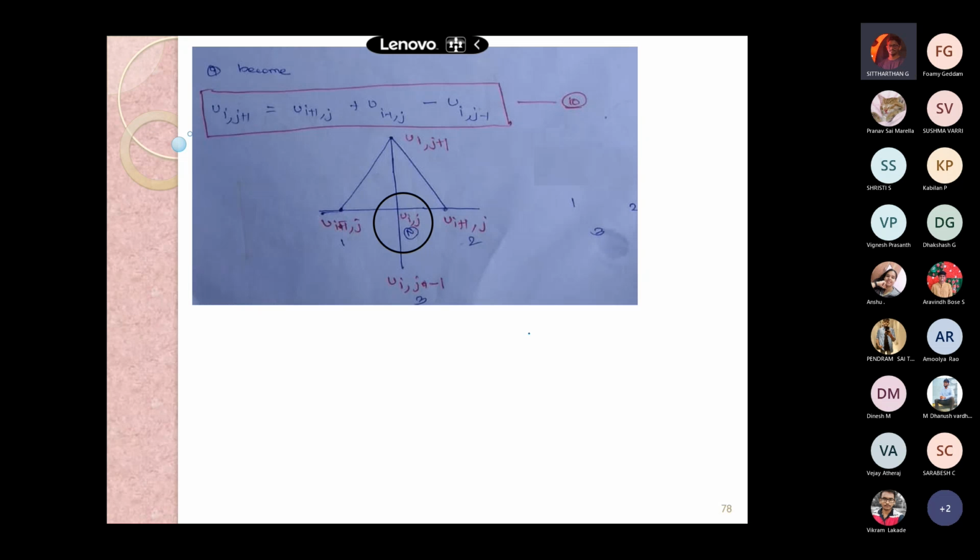And continuing the derivation. Siddharthan, shall I? Yes, sir, continue. Yes. Sushma. Please cross check whether Sushma joined with us.